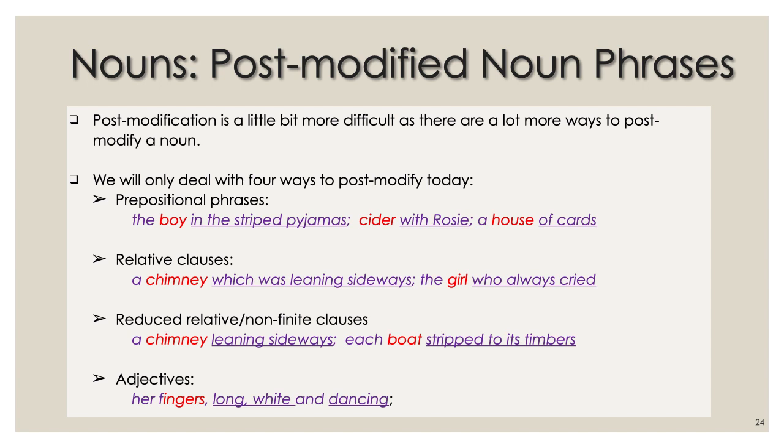You do just have to be aware that it's not a foolproof rule. So a house of cards is an interesting example because if you take away the of cards, you're losing something from that description that probably means that that sentence would lose its meaning. So it's not a foolproof test, but it does tend to work.